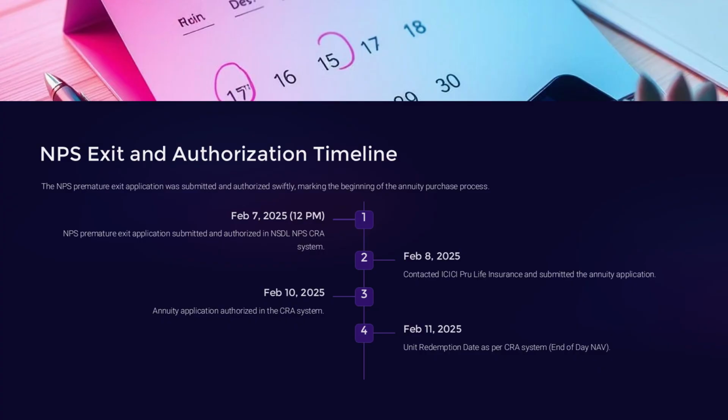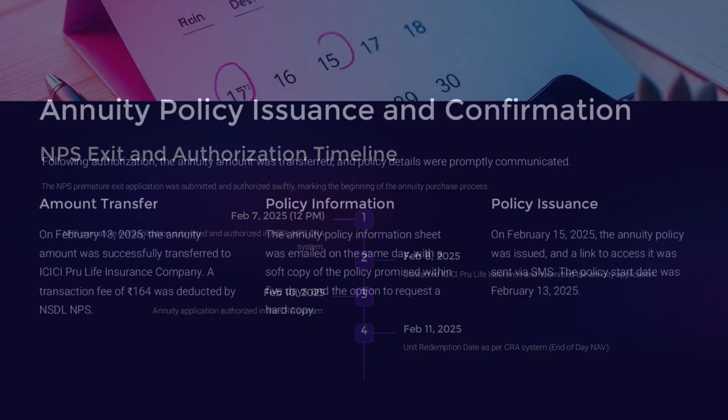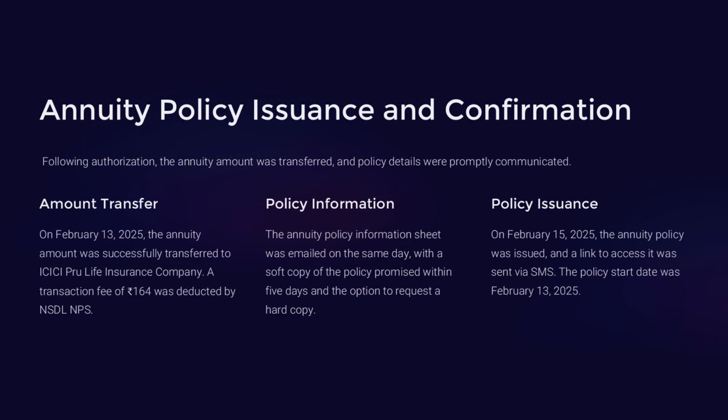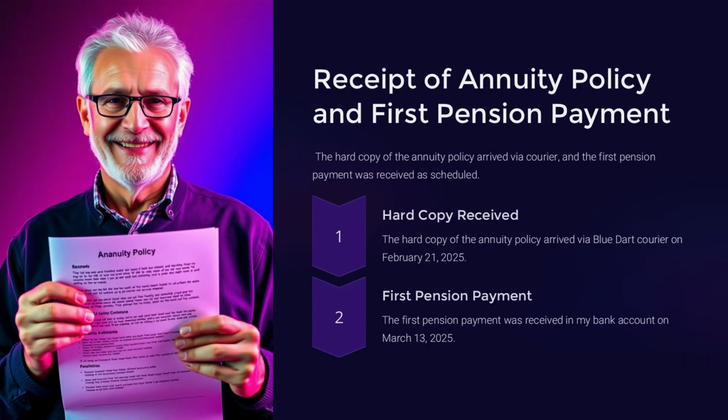On February 11th, that day's NAV was recorded as the unit redemption date. The annuity corpus was transferred to the insurer on February 13th. Later that night, I received the policy details by email. On February 15th, I received an SMS with a link to download my annuity policy. The official start date of the policy was February 13th. By February 21st, the hard copy arrived at my home via courier. Finally, on March 13th at 6:45 p.m., I received my very first pension payout directly into my bank account.